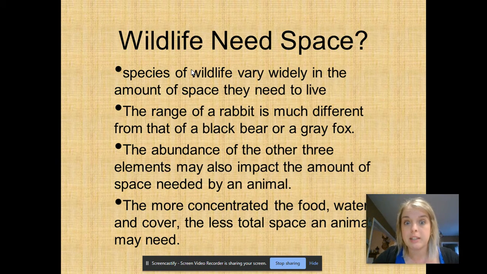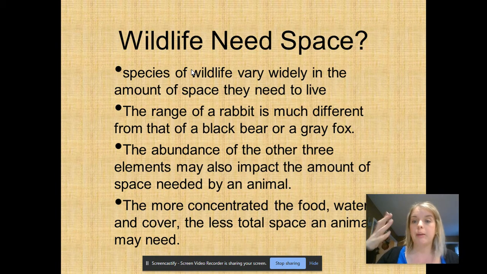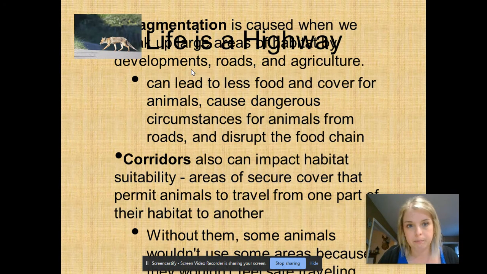Do wildlife need space? Aspect number 2. Species of wildlife vary widely in the amount of space they need to live. The range of a rabbit is much different than that of a black bear or a gray fox. The abundance of the other 3 elements may also impact the amount of space needed by each animal. The more concentrated the food, the water, and the cover, the less total space the animal may need. So life is a highway.